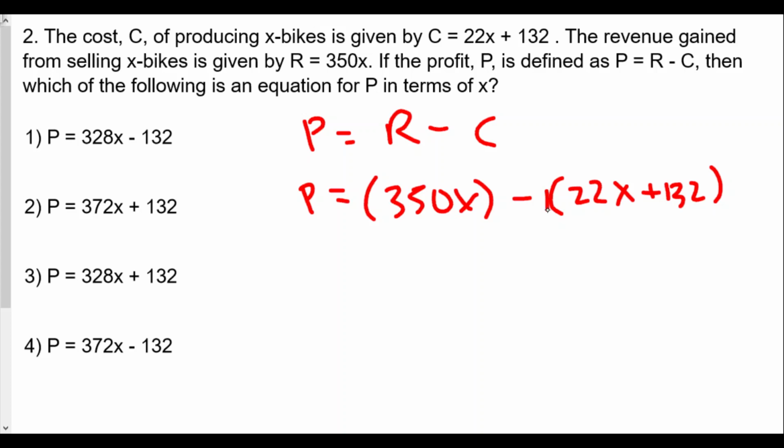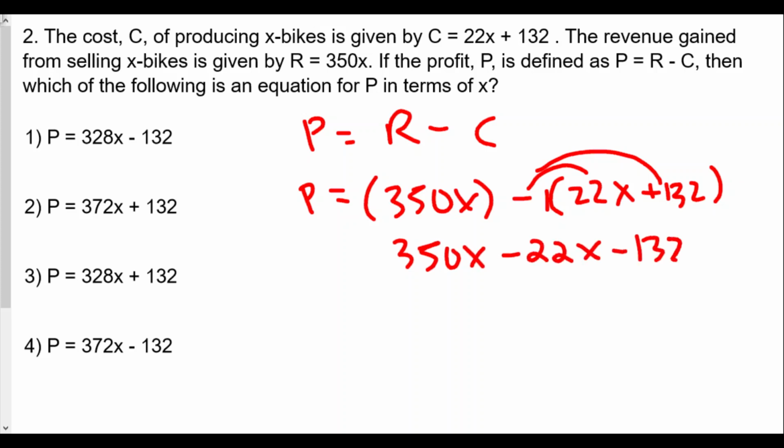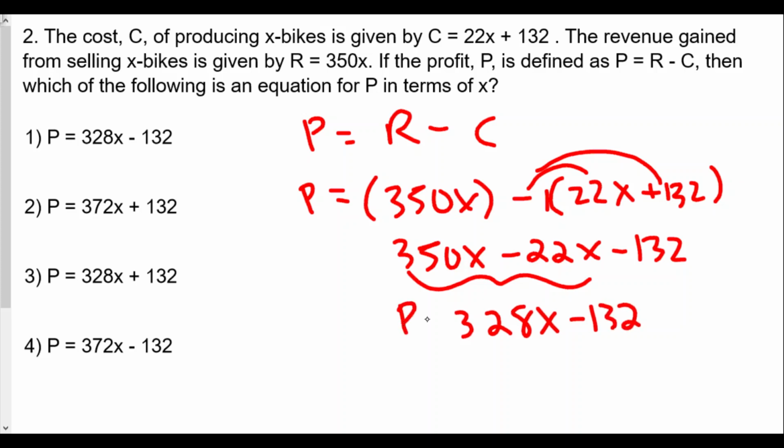Well, we're going to distribute a negative 1, because really it's negative 1 here. So we can get 350x minus 22x minus 132. And so combining 350 minus 22 should give us 328x minus 132. And this will be our value of P. So we take a look here, and the one that matches up would be choice 1. P equals 328x minus 132.